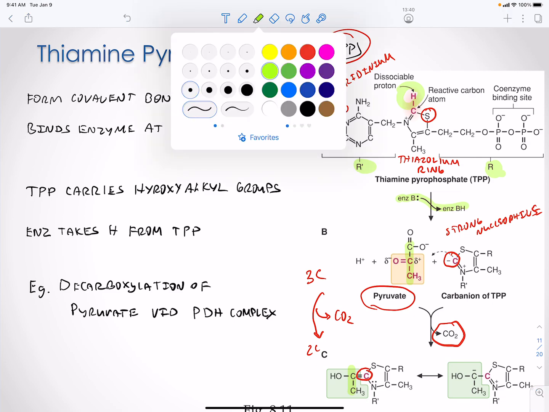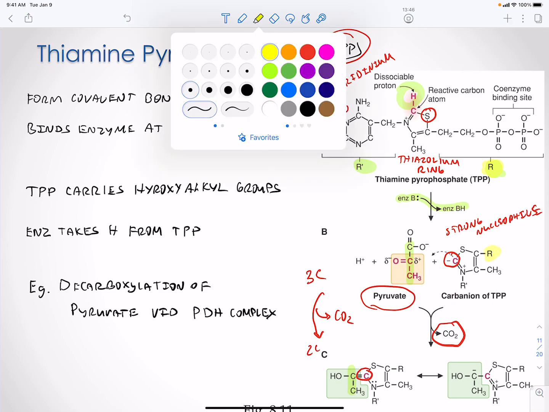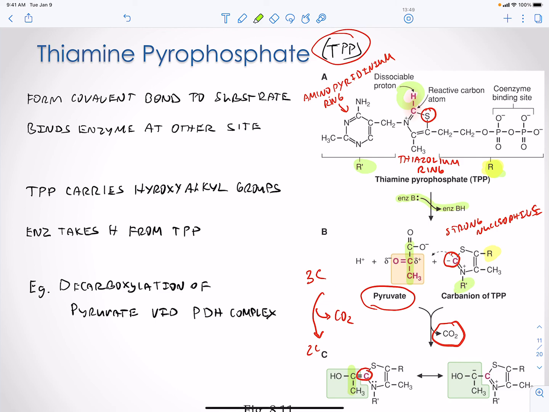Now we have our R groups, of course. And so we have the R groups are still part of this TPP. So once TPP releases the 2 carbons, which it eventually will do in the pyruvate dehydrogenase complex, it will regenerate TPP so it can work on another molecule of pyruvate.